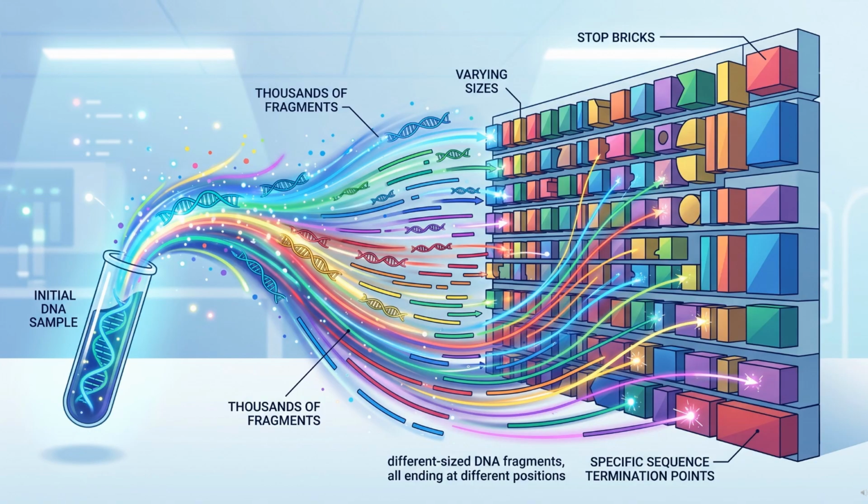As the replication reaction occurs in the tube, the enzymes build new DNA strands. Every now and then, by pure chance, a modified stop base gets incorporated instead of a normal one. The reaction halts immediately. Because this happens randomly millions of times in the tube, you end up with a collection of DNA fragments of every single possible length. One fragment might be 10 bases long, another 11 bases long, another 12, and so on. Crucially, every single fragment ends with one of those glowing stop letters.